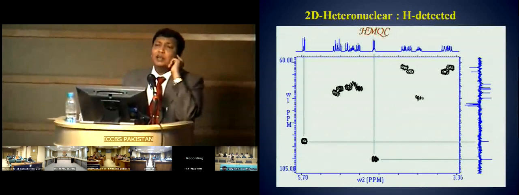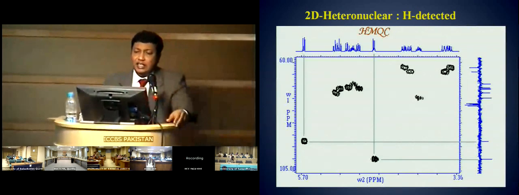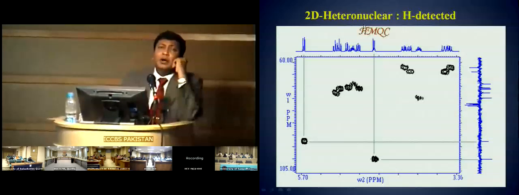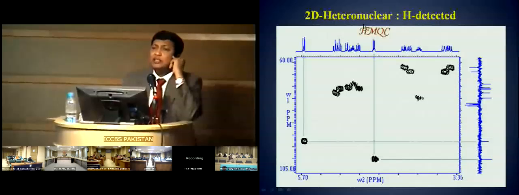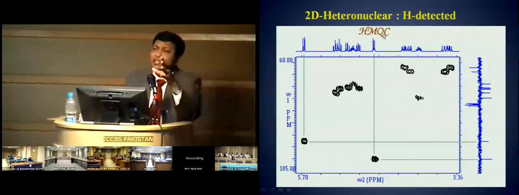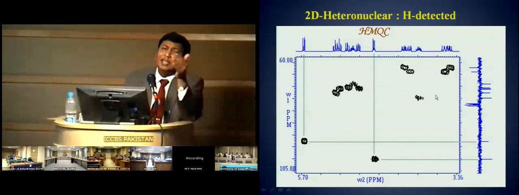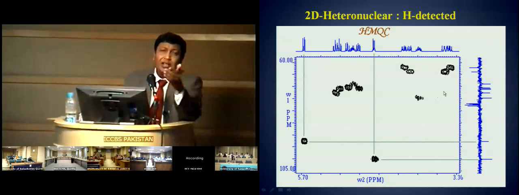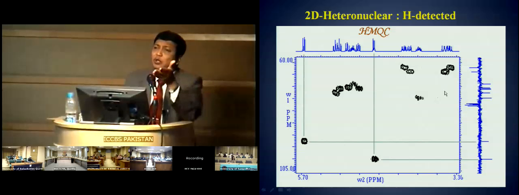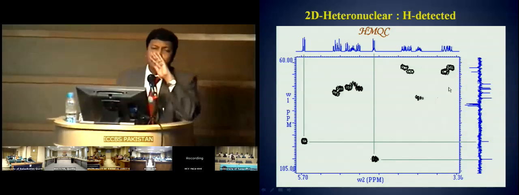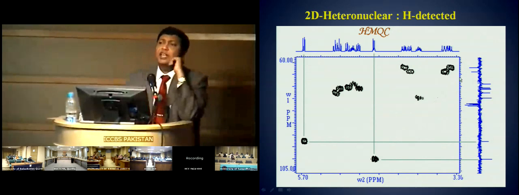One of the inverse NMR spectroscopic techniques is HMQC, heteronuclear multiple quantum coherence, or HSQC, heteronuclear single quantum coherence. A slight difference in terminologies, end result is same. HSQC is generally used for proton-nitrogen, and HMQC is used for proton-carbon. Right? Philosophy is exactly identical.